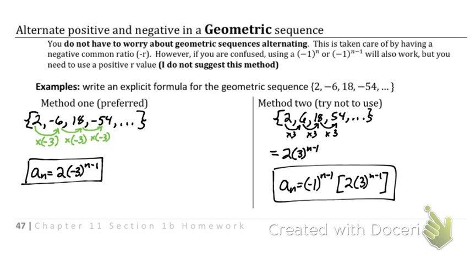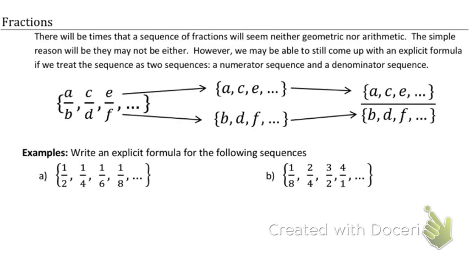So not preferred. Preferred method is just realize that, hey, in geometric, I don't have to worry about it. I can multiply by a negative value, and it will alternate on its own. So geometric does it on its own. Arithmetic, you need to put that negative 1 to the n or negative 1 to the n minus 1 out front. All right, next thing, our fractions.